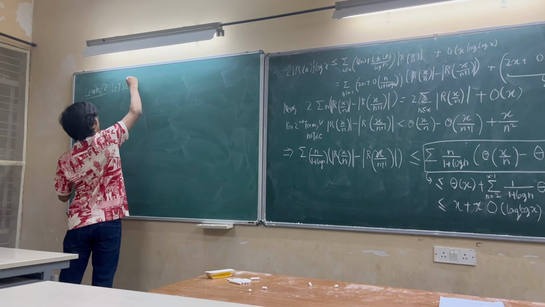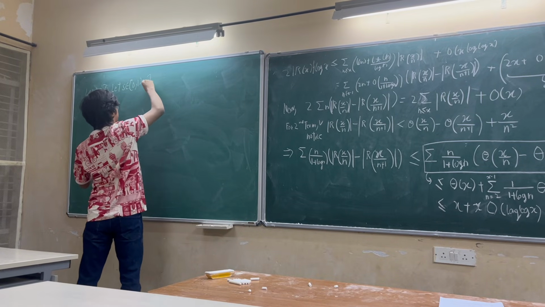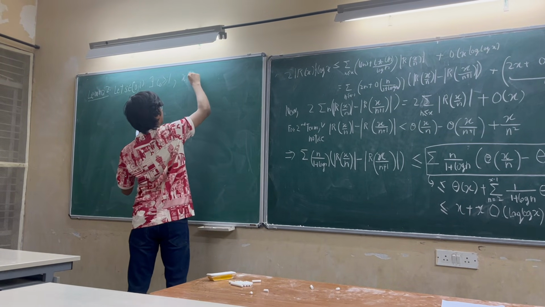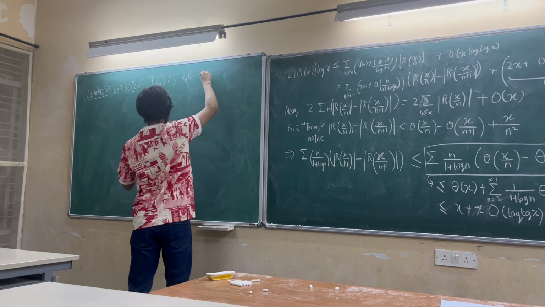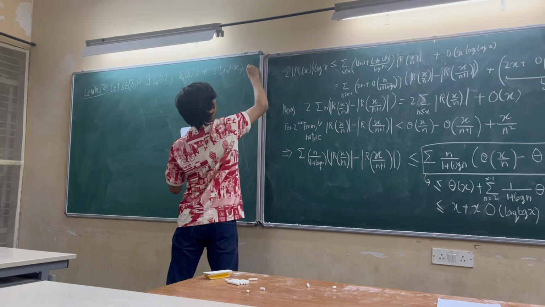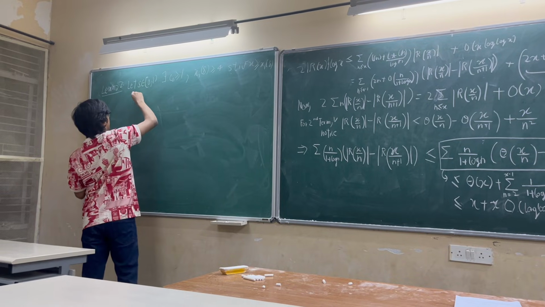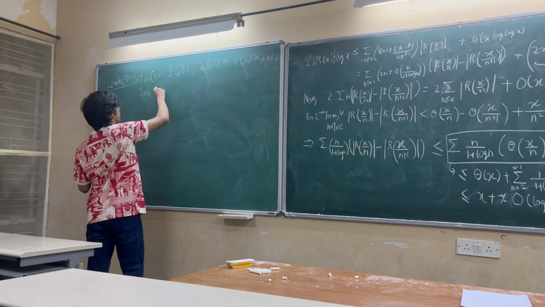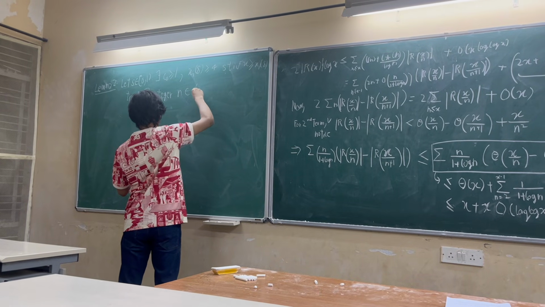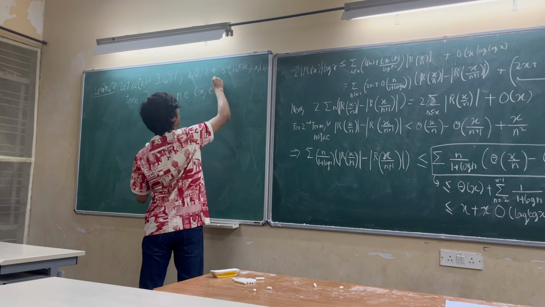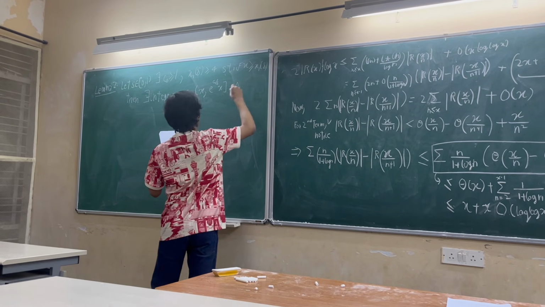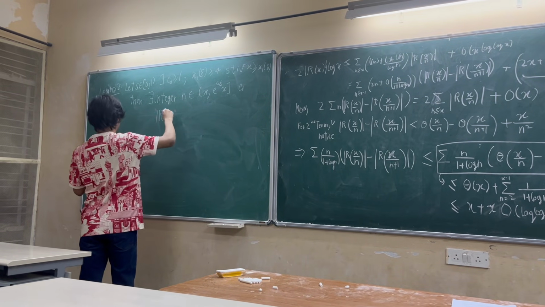delta belongs to the open interval 0 to 1, then there exists some c naught greater than or equal to 1, and there exists some x1 which depends on delta, that's why I am writing x1 of delta, greater than or equal to 4, such that if x is greater than or equal to x1 of delta, then there exists an integer L belonging to the interval x to e to the power c naught by delta of x, and r of n is less than.